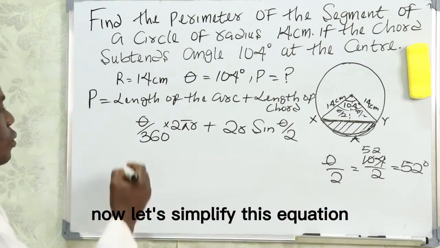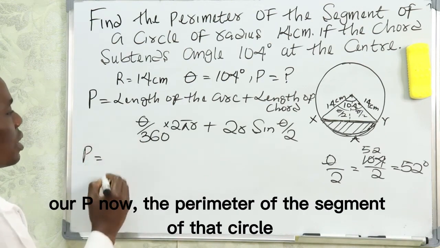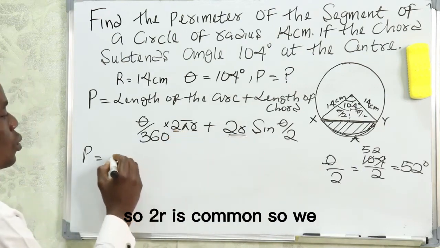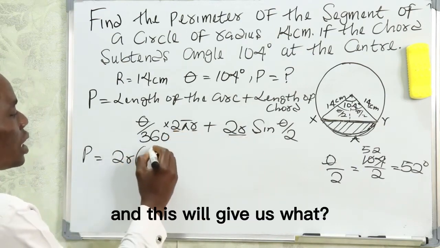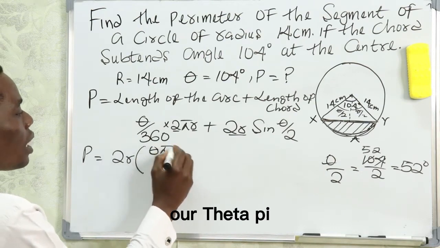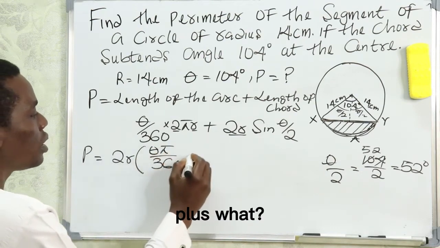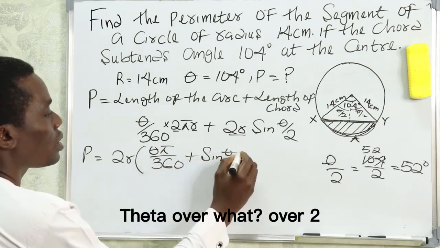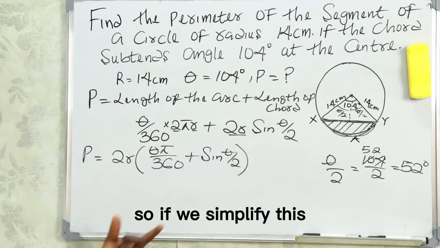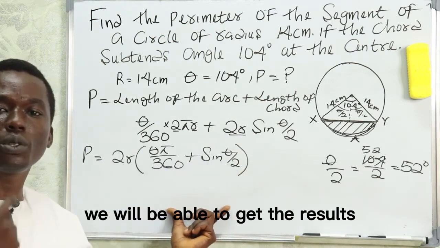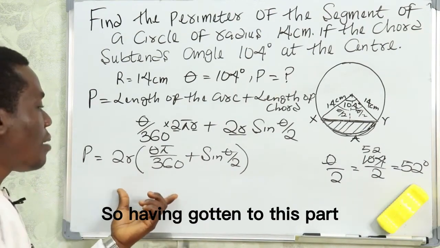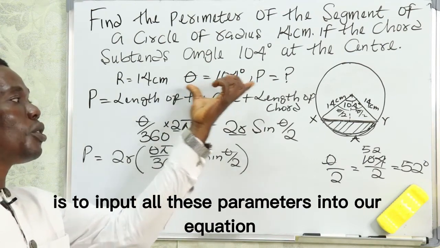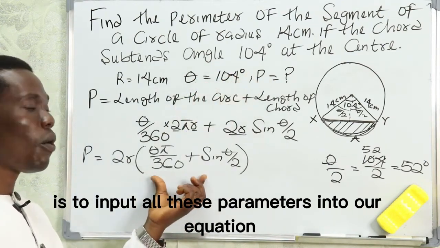Now let's simplify this equation. Our P, the perimeter of the segment of that circle, will be, remember we have 2r here and we have 2r, so 2r is common, we'll bring out 2r, and this will give us theta pi over 360 plus sine theta over 2. So if we simplify this, we'll be able to get the result to that question. Having gotten to this part, the next thing we need to do is to input all these parameters into our equation.